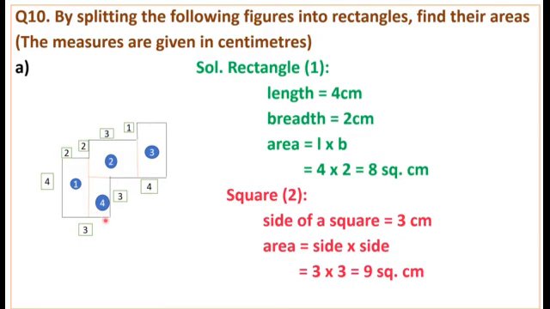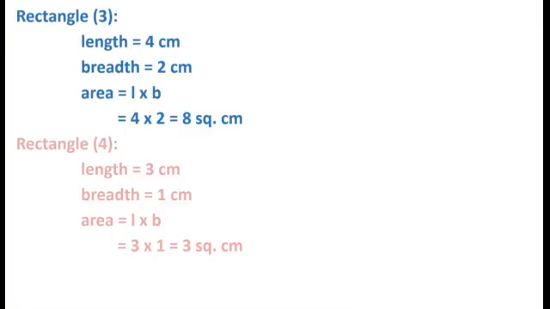Okay, let's solve this. The third one has length 4 centimeter and breadth 2 centimeter. So the area is length into breadth, equal to 4 into 2, that is 8 square centimeter. And the fourth one is a rectangle, with length 3 centimeter and width or breadth 1 centimeter. So area is length into breadth, equal to 3 into 1 equals 3 square centimeter.